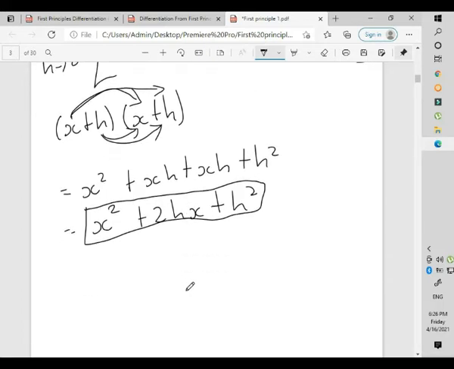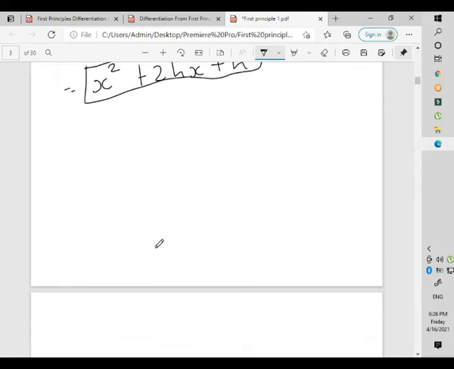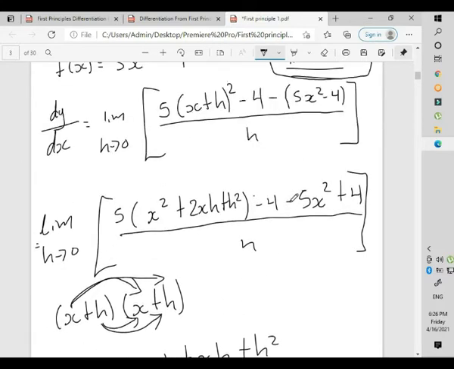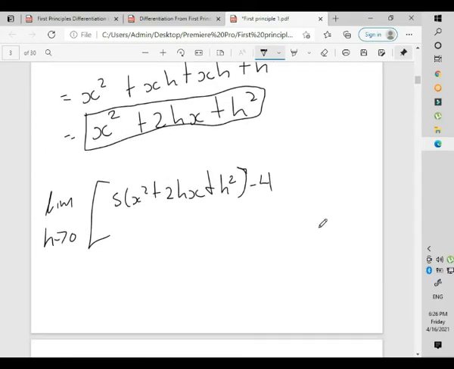Do I have space? I don't. So I'll have to write it back, writing this back once more. Limit as h approaches 0 of 5 open bracket x squared plus 2hx plus h squared minus 4, and that is going to be minus 5x squared plus 4. Use my square bracket, put h at the bottom.